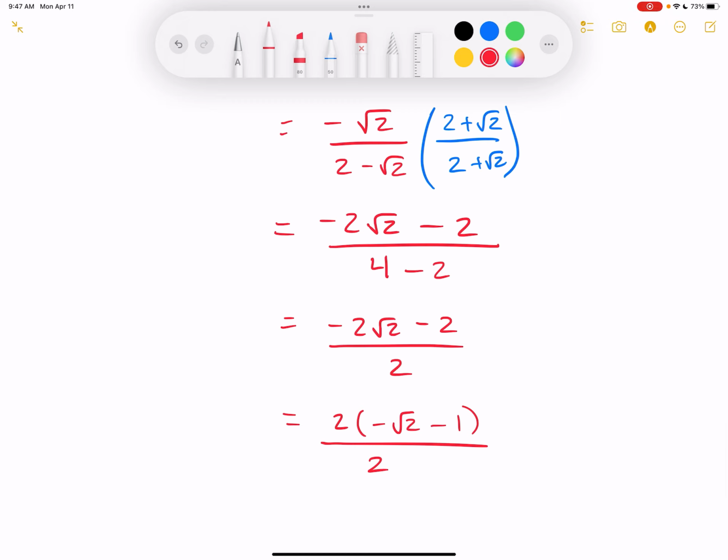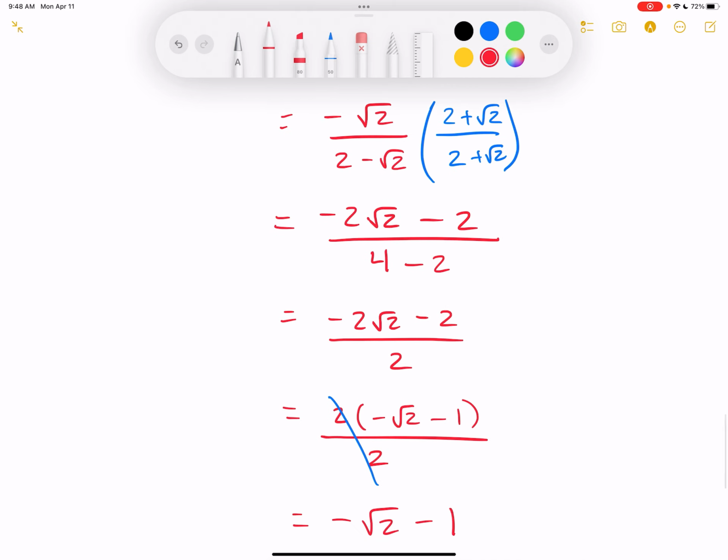I do it this way because I don't want you to think that I can just cancel just to cancel. That top has 2 pieces, so a 2 has to come out of both for me to be able to cancel it. That's a really common mistake, and I don't want that to happen. That's why I'm showing it to you this way. So now, because I was able to take a 2 out of both pieces on the top, I can cancel these 2's out. And then my final answer, after all of that effort, is minus the square root of 2 minus 1. That's such a weird answer.